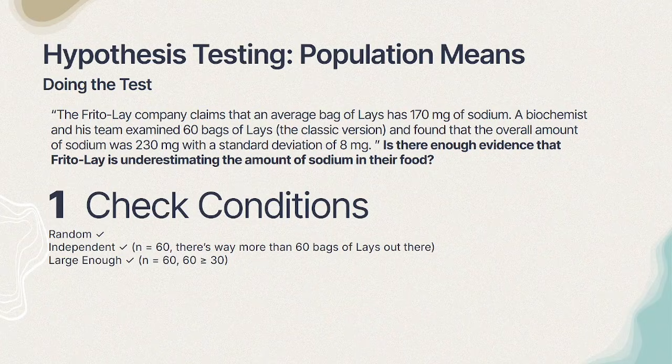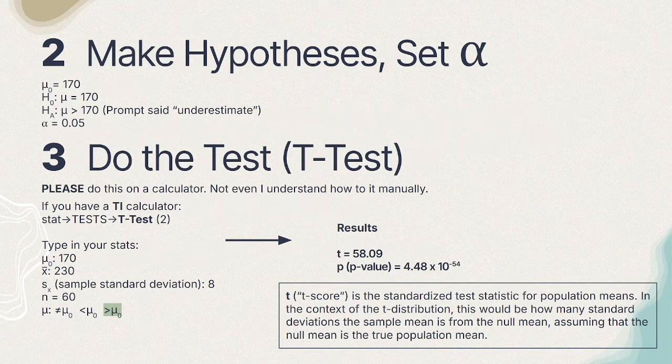Checking conditions. Random, check. Independent, there are way more than 60 bags of Lay's in existence, so check. Large enough, our sample size of 60 is at least 30, so check. Setting up hypotheses. Our null is that the true mean is 170 mg. Since the question asks about underestimating, our alternative is that the true mean is greater than 170 mg. Alpha is 0.05.